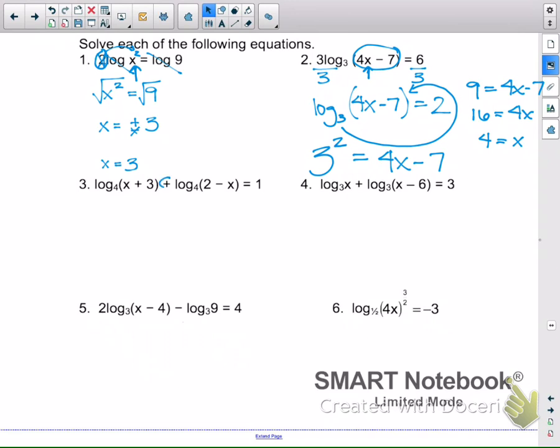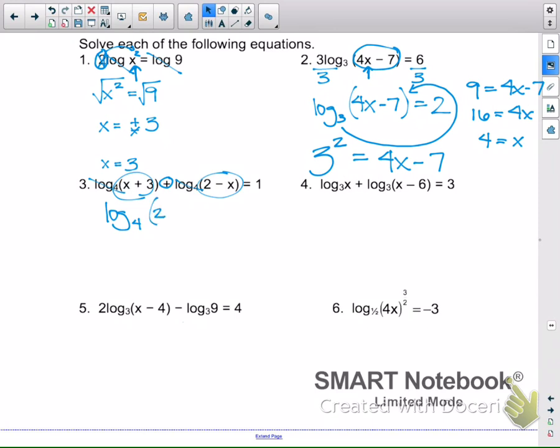What is the rule for plus signs? You can condense this to 1 log base 4 and do what with these pieces? Multiply them. Now, some of you will want to write those parentheses next to each other and then multiply it out. I'd save yourself some work and just FOIL it now. Okay? So I go ahead and FOIL that.